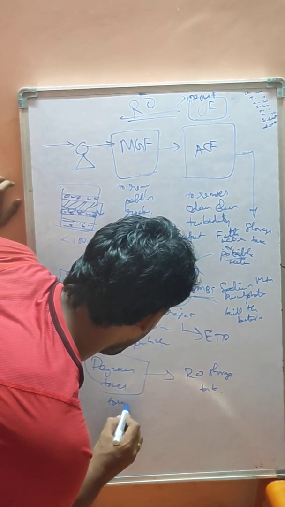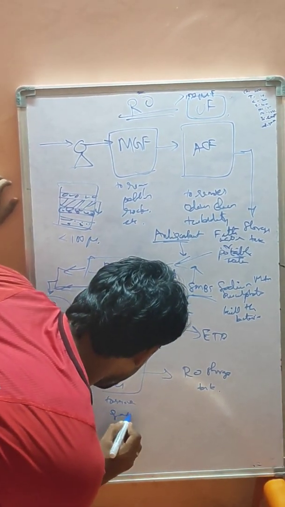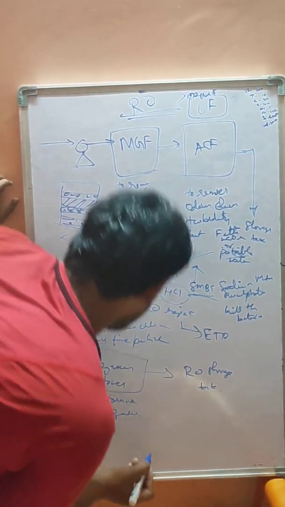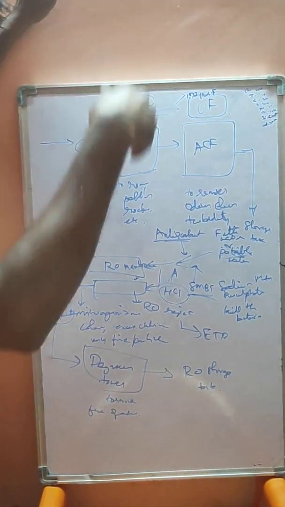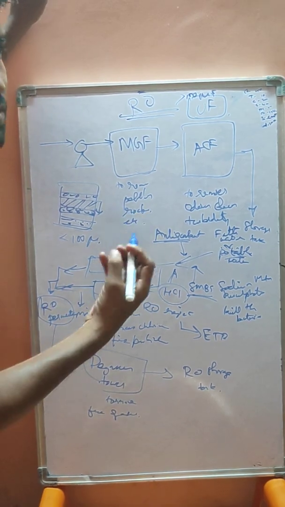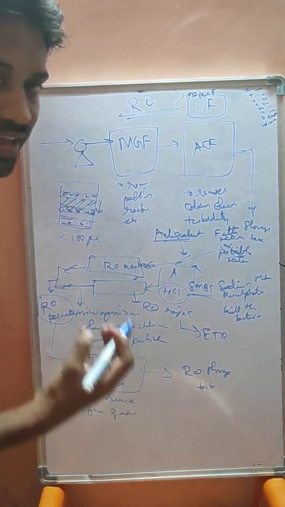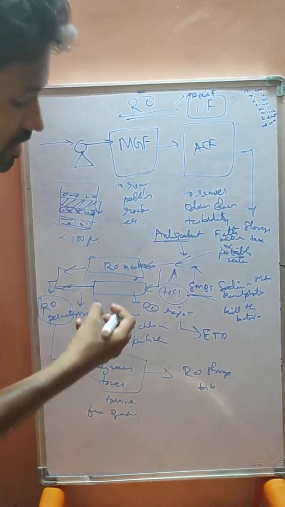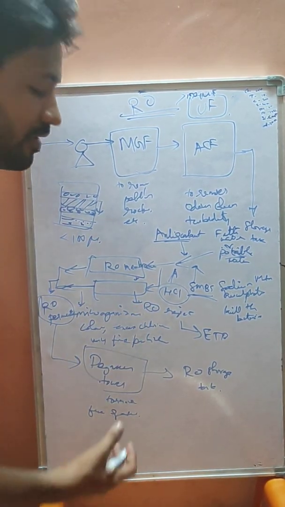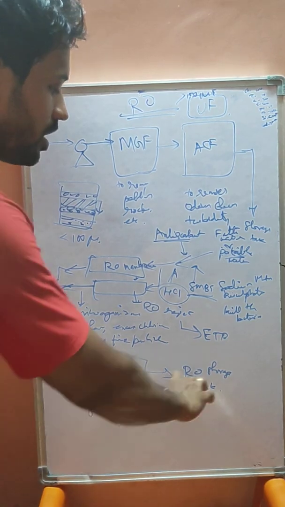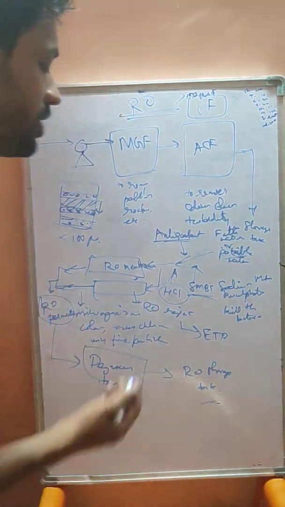To remove free gases, in the degasser tower the water is sprayed at the top, so it forms bubbles. Whatever free gas is available in the form of bubbles will be removed. That's what happens. So after the RO, we can use this RO water.